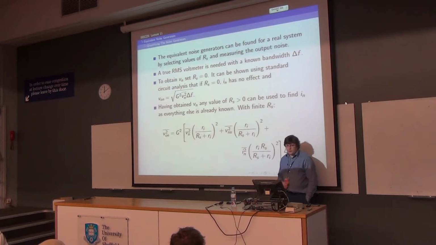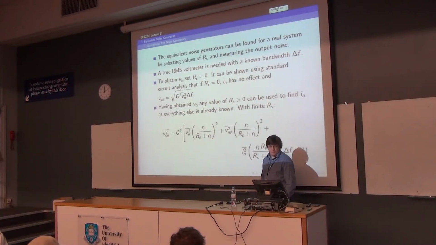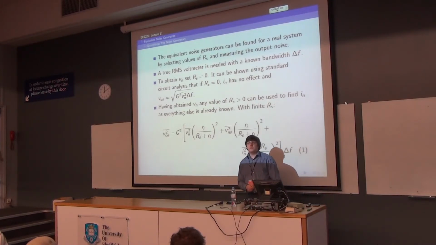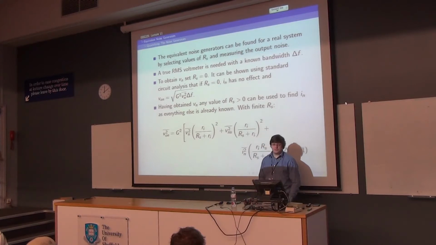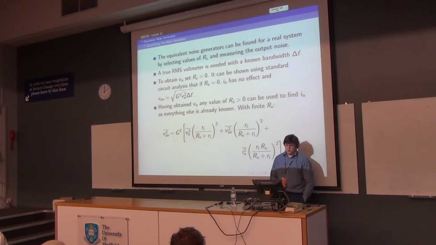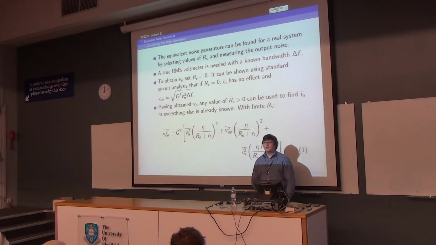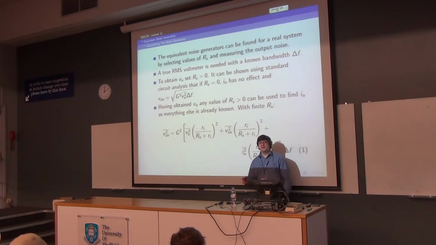So we can find out what Vn and In are by doing some measurements and being clever about the value of Rs. We will need a true RMS meter. That's to say, if it says true RMS and you pay 20 quid for it, it's probably not that true. There's true and true. And the true RMS meters cost money.